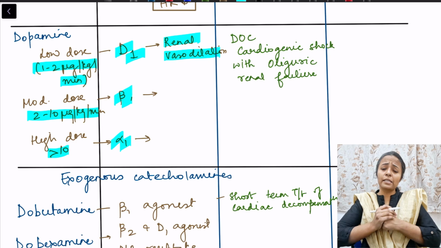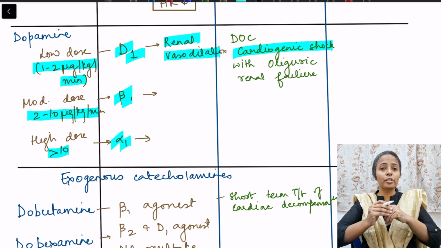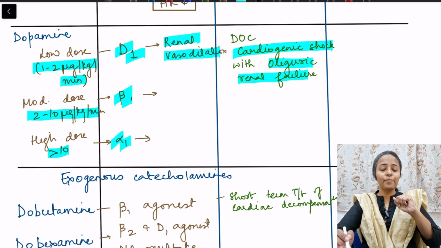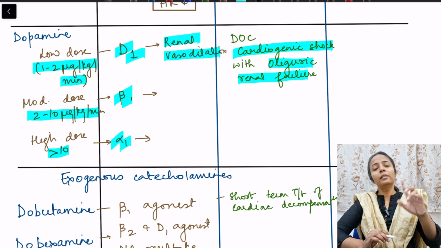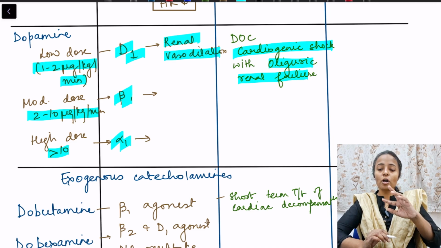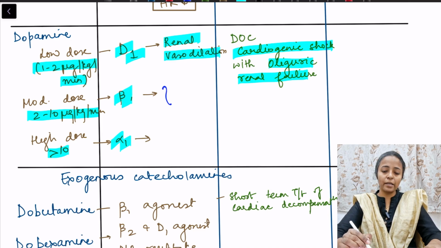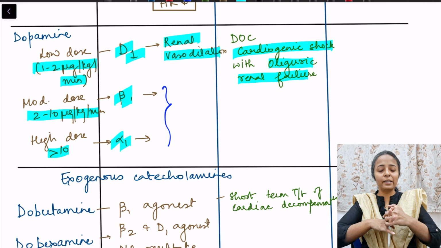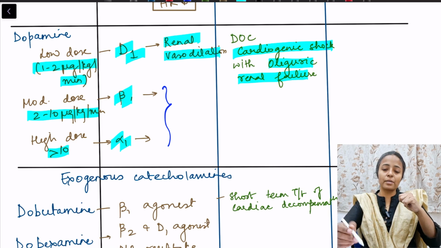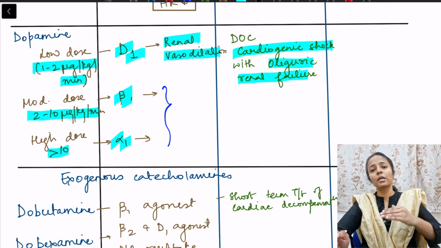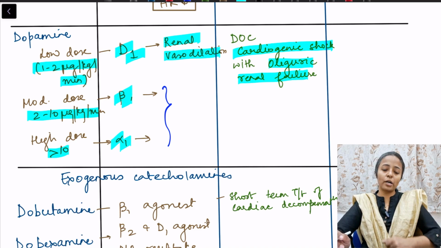So this dopamine is the drug of choice for cardiogenic shock. Cardiogenic shock means the heart's pumping ability is less, with oliguric renal failure. Why? Because you see, it is causing renal vasodilation. So that means it tends to maintain the renal blood flow and hence maintains the GFR. So that is why it is used for cardiogenic shock associated with renal failure. Okay. And which is the dose in which it will be used? It will be used in moderate to high dose, right? Why? Because in low dose, it is only stimulating D1. We want its action on beta 1 receptors as well. Okay, so we start with a moderate dose, and depending on the response, we move on to the higher dose.